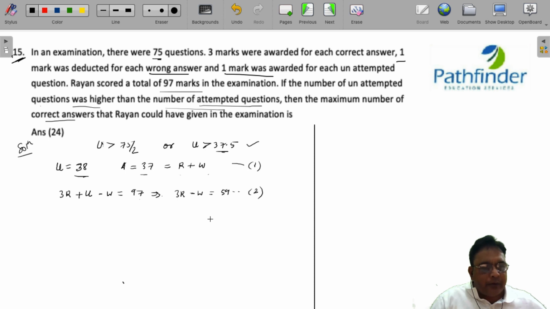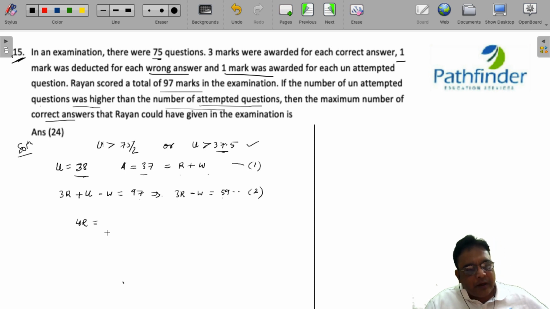Just add up 1 and 2. If you add up 1 and 2, you are going to get 4r on the left hand side and 59 plus 37, which is equal to 96 on the right hand side. So the number of right questions will be 24.